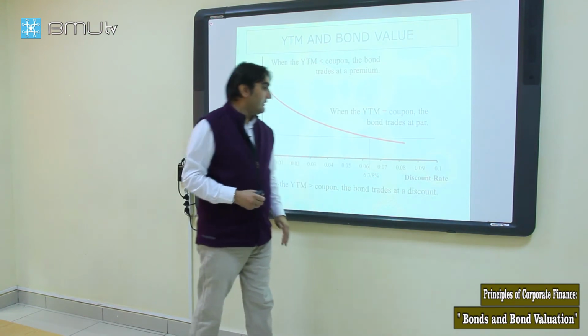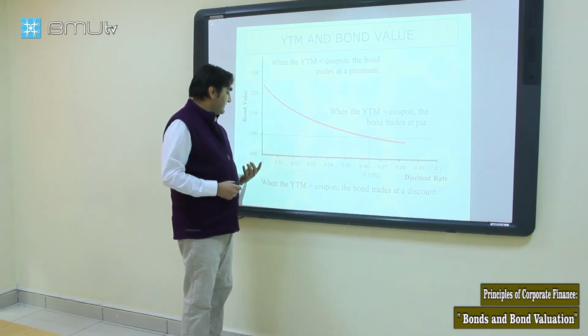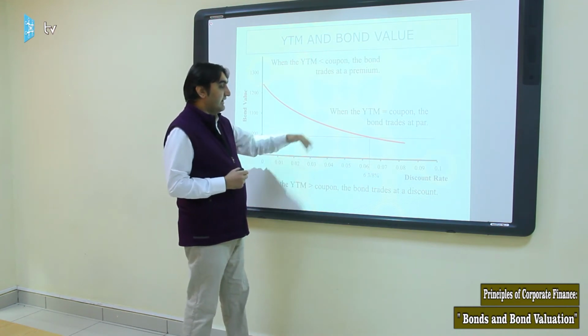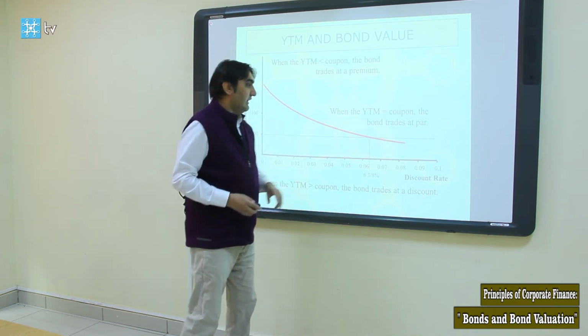And again, here you see bond price and yield to maturity are inversely related, and the graph is convex.